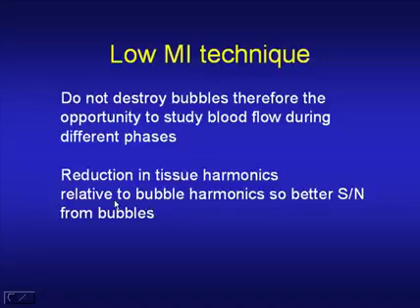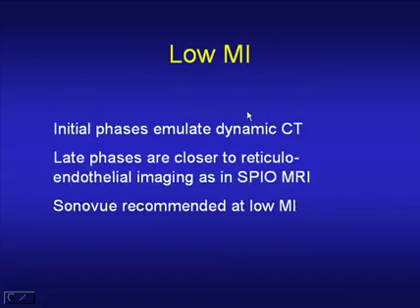The other factor that's important with the low MI technique, if you go back to one of my original slides, the tissue harmonics that are generated by the passage of an ultrasound pulse through the tissue are reduced at low power. They're really a function of high power imaging. So we still retain the bubble harmonics, however, so we get a better signal to noise ratio at low power than high power, which is completely unlike CT or even MRI.